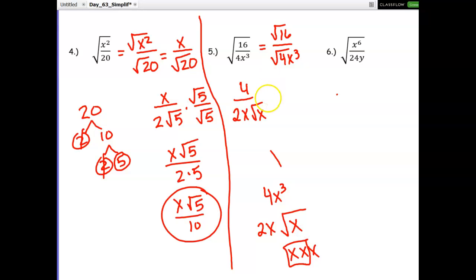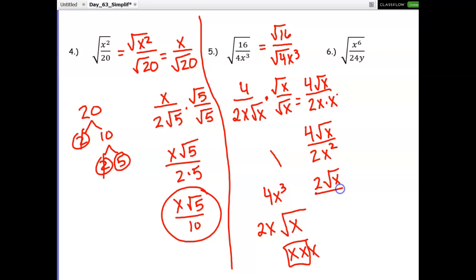But in this example, we want to get rid of the radical in the denominator, so we're going to multiply by radical x over radical x. We get 4 radical x all over 2x times x. So our final answer would be, well, not final yet, but 4 radical x over 2x squared. And we can simplify once more because 4 divided by 2 is 2, so we end up with 2 radical x all over x squared as our final answer.